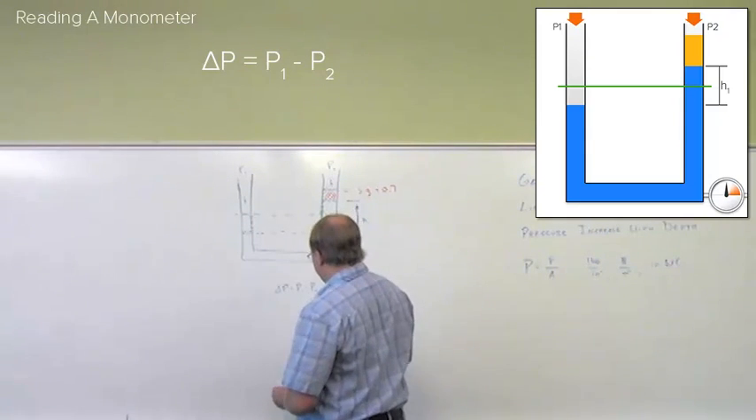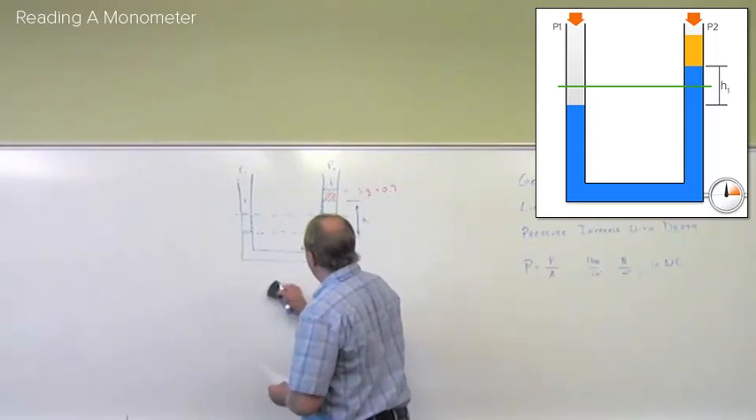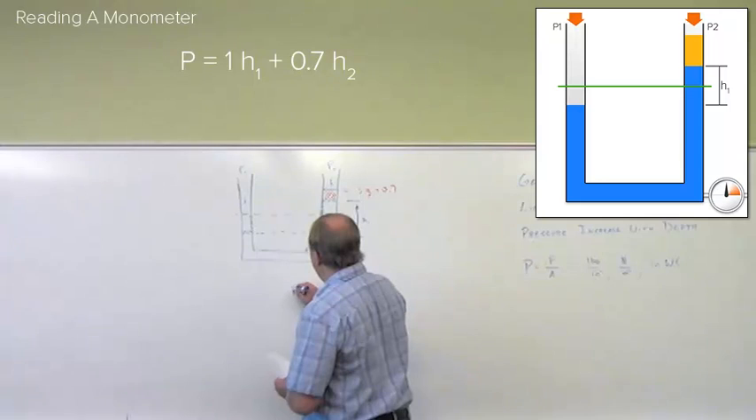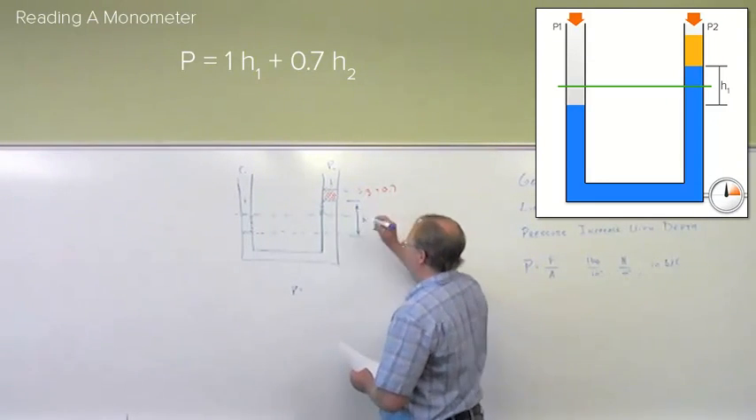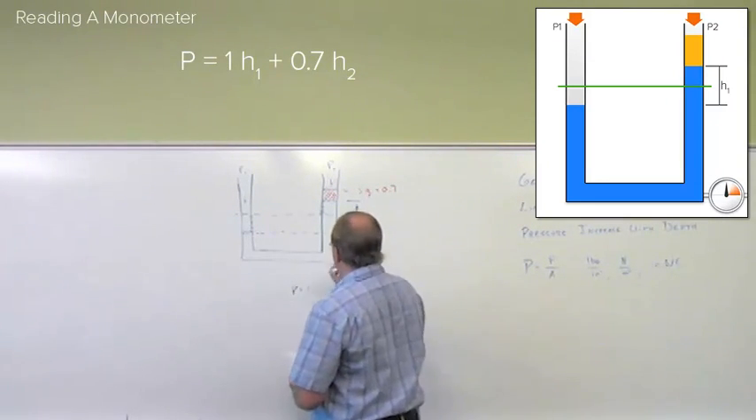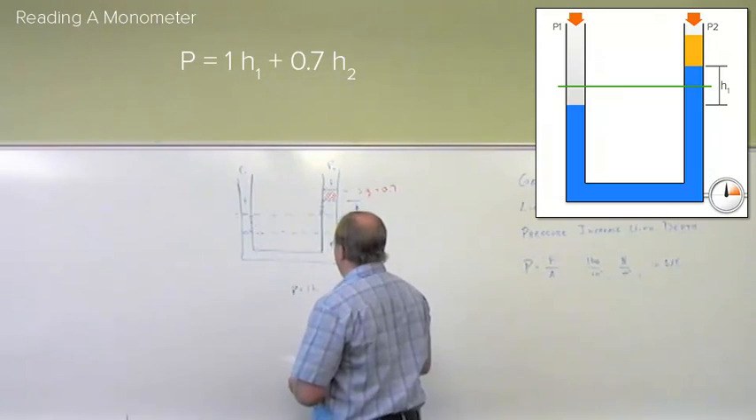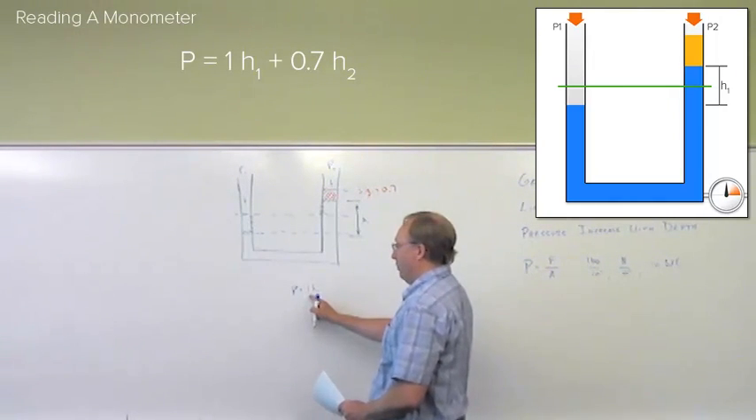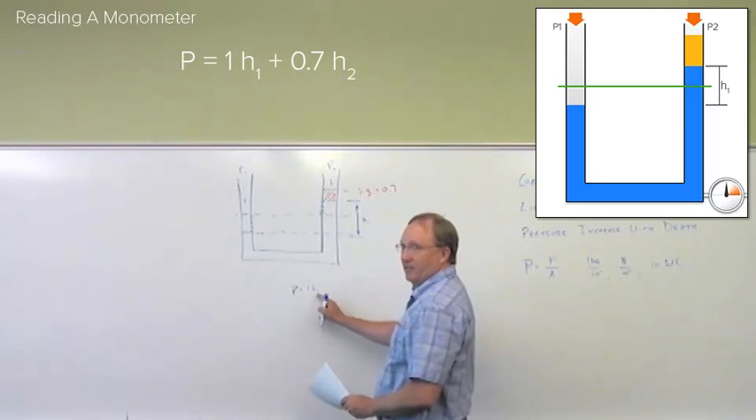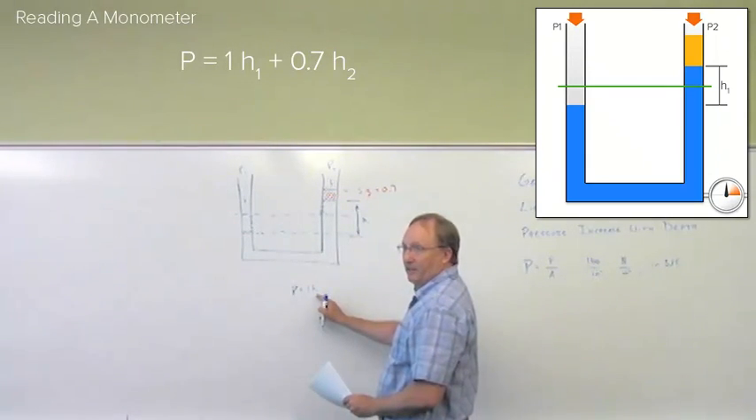We're going to say that the pressure is going to be equal to 1, since this is water, times H1. If I didn't have the oil, that's what the pressure differential would be: 1 times the height of the water column there.